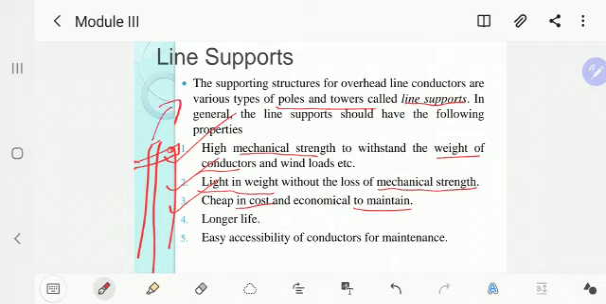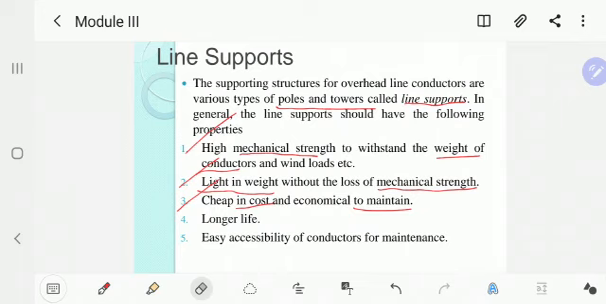Let's go for the fourth property, that is longer life. So normally a structure which is given during the installation should have less maintenance, and it should have a longer life. That is the fourth important property.